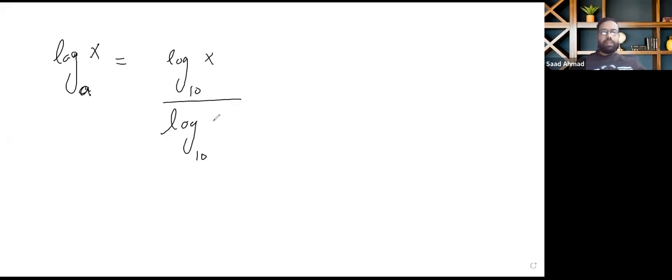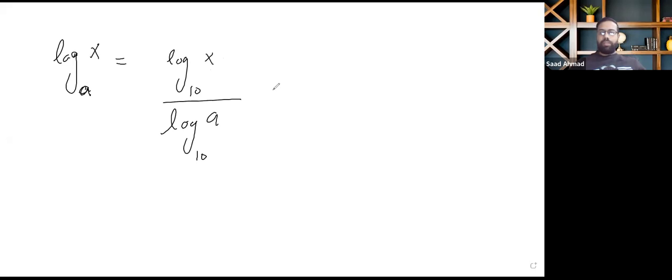So I was saying, let's say we have log A and this is X. We can change the base of the log by doing, like, let's say we want to change this into base 10. Instead of base A, we want to change it into base 10. So log 10 X divided by log 10 A.